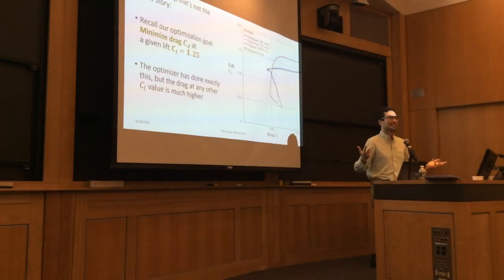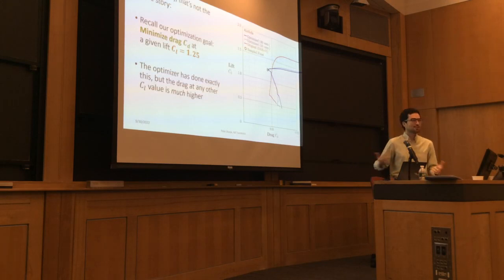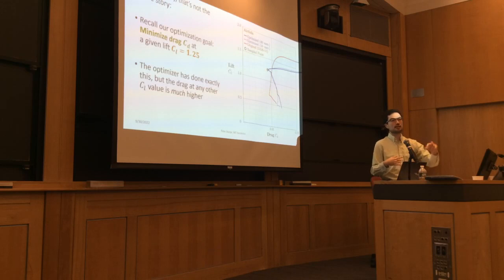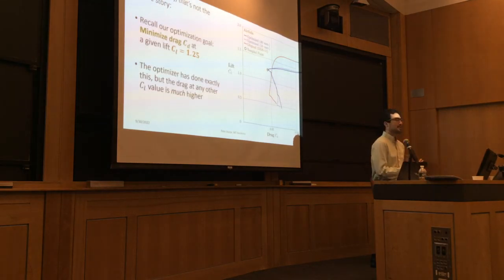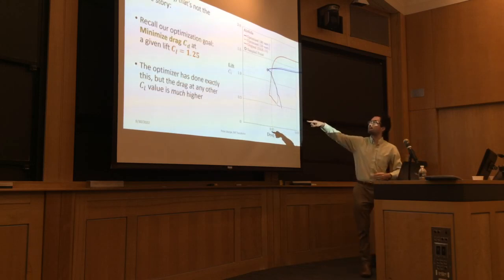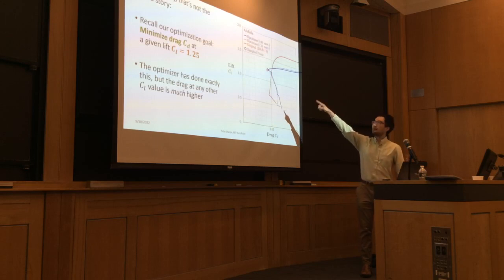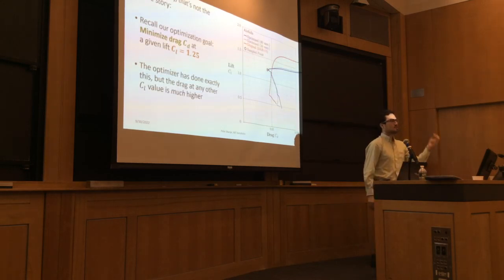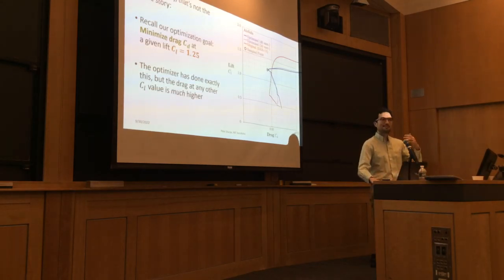But unfortunately, this isn't quite the whole story here. So if you remember, our optimization goal here was to minimize the drag at that lift coefficient of 1.25. And the optimizer has done exactly that, but at the cost of increased drag basically everywhere else. So this plot here, we're looking at the drag as a function of the lift. So at some given lift value, how much drag are we going to get? The red line is the original design, the expert sculpted one. The blue line is what the optimizer gave us. And clearly it's trying to do something kind of weird here where it gives us that peaky performance.